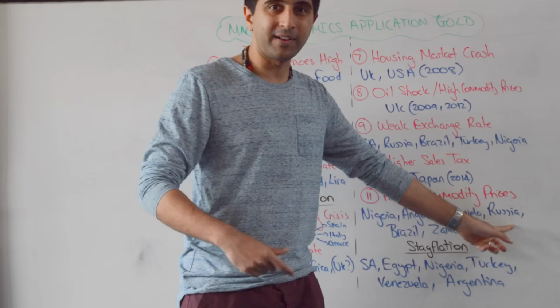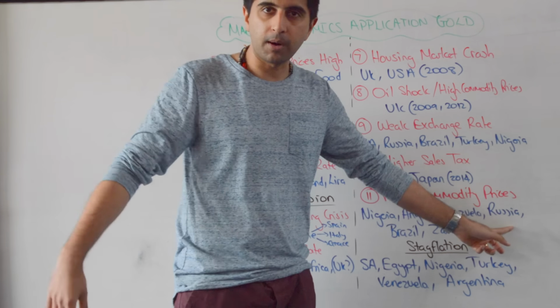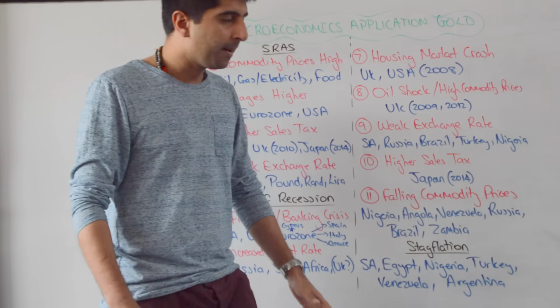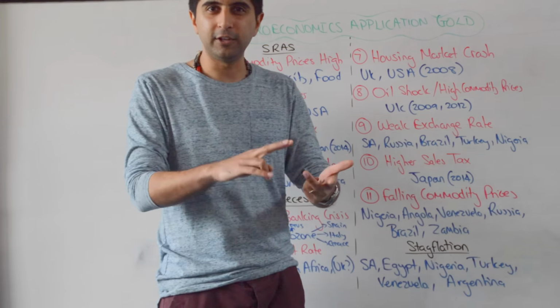Russia, big exporter of natural gas as well as many other primary commodities, falling commodity prices back in 2014, 2015, 2016, it really hit the Russian economy. Brazil, a big primary commodity exporter. Zambia, a big exporter of copper. Falling prices of these commodities, bad news for export revenues, bad news for AD, bad news for growth, driver of recession here.